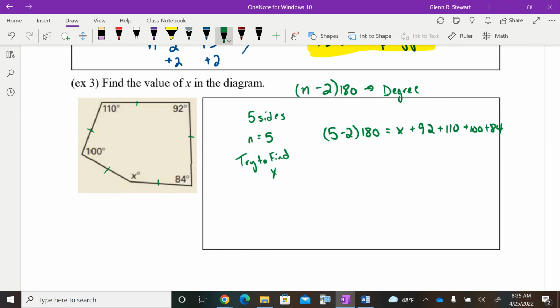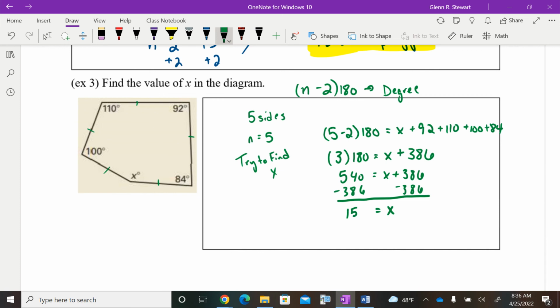So for example, if I'm solving on my left, I've got 3 now times 180 is equal to x plus, and now this is where I need to add all those numbers together. So I believe I get 386. So 3 times 180 is 540 equals x plus 386. I'm going to subtract 386 from each side. And x is equal to 154.